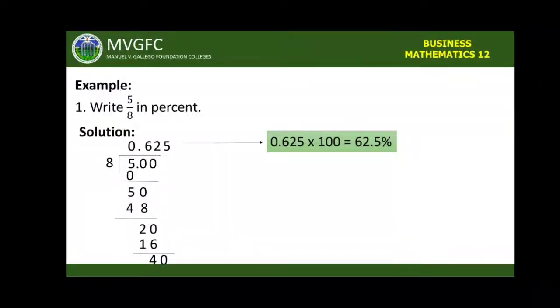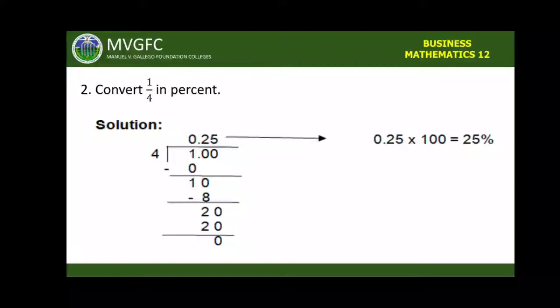So we have now 0.625 or 625 hundredths. To convert this to percent, we need to multiply this decimal by 100 and add a percent sign. So 625 hundredths multiplied by 100 is simply equal to 62.5%. So for our last example, we need to convert 1/4 to percent.